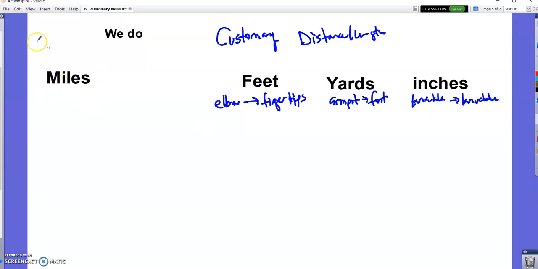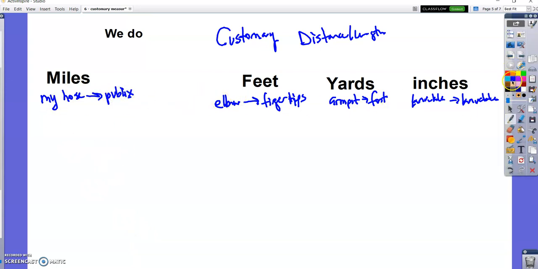And a mile, you just have to know something that's about a mile from where you live, or a mile from one place to another. So hopefully you know something that's about a mile. Like, for me, it's from my house to Publix, which is a mile, because I walk there a lot. But for you, I don't know. It depends where you are. Okay, so those are what the units are.